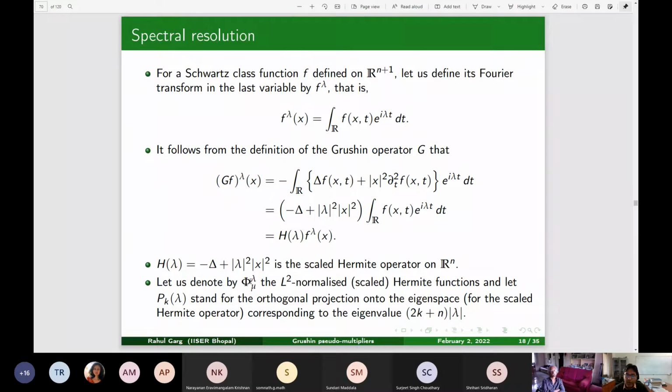And if I denote by phi mu lambda the L2 normalized Hermite functions, and P k lambda the scaled version of the orthogonal projection onto the eigenspace of this eigenvalue, I know explicitly what the eigenspace or spectral resolution of these operators is, and I can use it to write down a spectral resolution of Grushin.